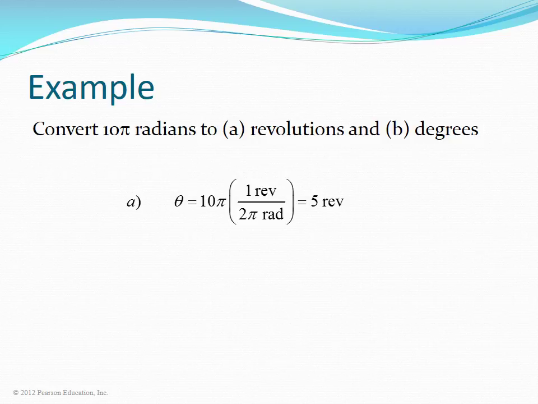Since 360 degrees is equal to 2 pi radians, our conversion factor is 360 degrees divided by 2 pi radians, yielding 1800 degrees. 1800 degrees is equivalent to tracing out 5 complete circuits of a circle.